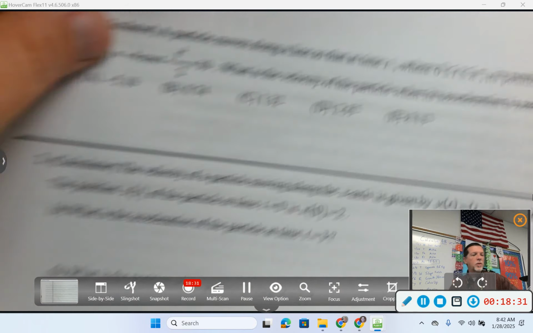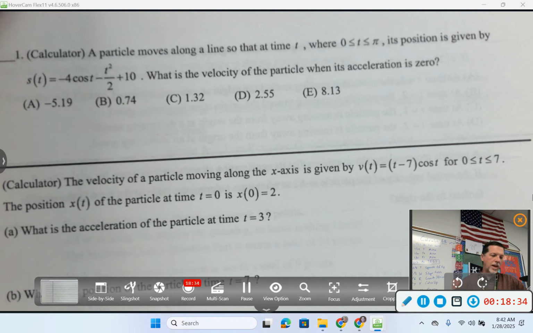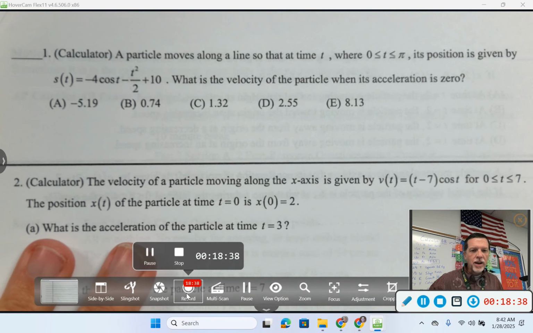Let's do some example problems there. With calculator. So, if you need to borrow one of mine, you can borrow one of mine.